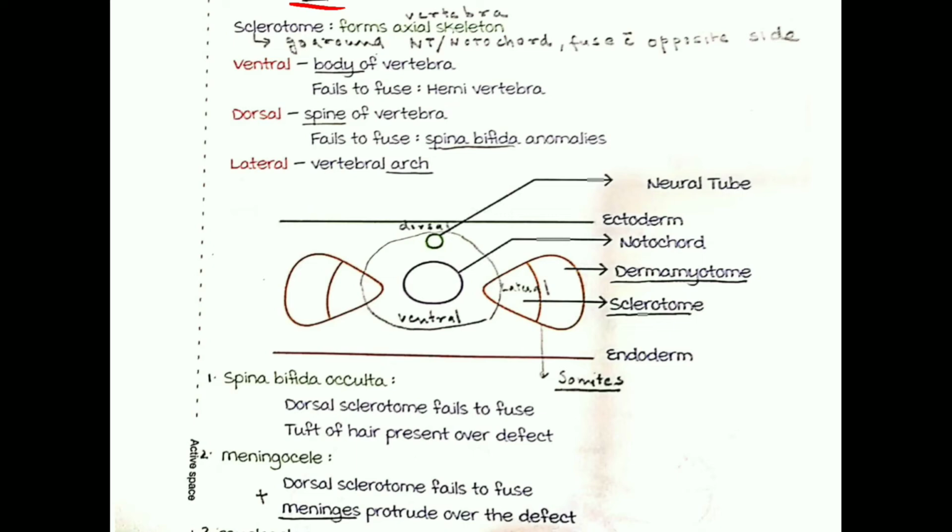So the sclerotome in total forms the axial skeleton, which is the vertebra. The ventral part will correspond to the body of the vertebra, the dorsal part will correspond to the spine of the vertebra, and the lateral part will form the vertebral arch. If the ventral part of the sclerotome fails to fuse, then we will have a condition called hemivertebra. Whereas if the failure of fusion is in the dorsal part of the sclerotome, then we have the Spina Bifida anomalies.